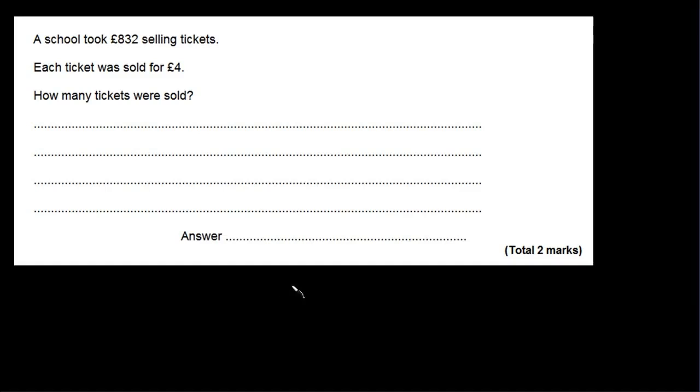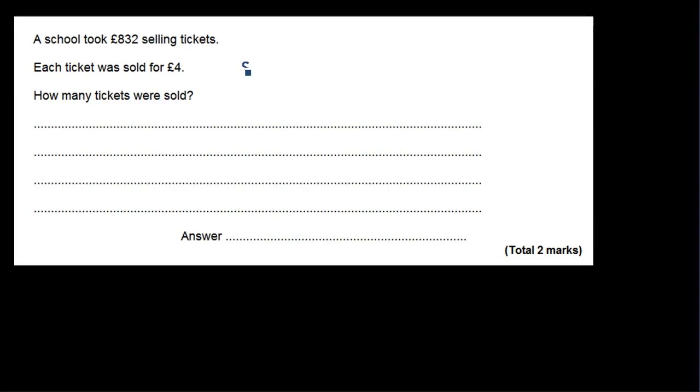Okay, so here we have an exam question on division. A school took £832 selling tickets. Each ticket was sold for £4. So how many tickets were sold? So several ways of tackling this. Let's start just by writing down the problem.